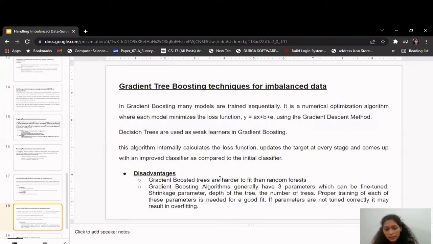The boosting techniques for imbalanced data and gradient boosting: many models are trained sequentially. It is a numerical optimization algorithm where each model minimizes the loss function, that is y equals ax plus b plus e, using the gradient descent method. Of course, it is based on the name only. So the decision trees are used as weak learners in gradient boosting. There are some disadvantages as well. The gradient boosted trees are harder to fit than random forests.